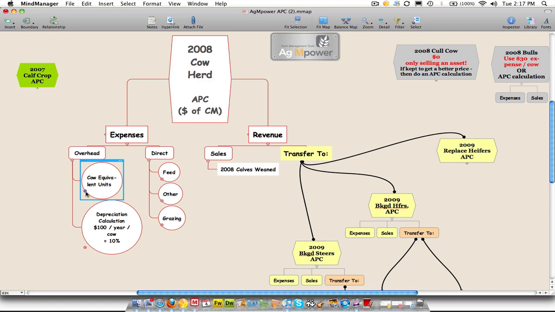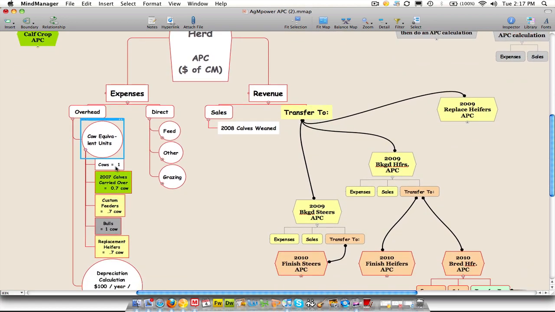When we talk about cow equivalent units, we're suggesting that holding 100 cows on the farm is more expensive than having 100 calves that you carried over from 2007. As a default, a calf is equal to 0.7 of a cow. We are suggesting that at 0.7 that 100 calves would be the equivalent of 70 cows. If you bring in custom feeders, if you brought in 100, would be the equivalent of 70 cows. So I hope that explains how animal profit centers are used in AgMpower.